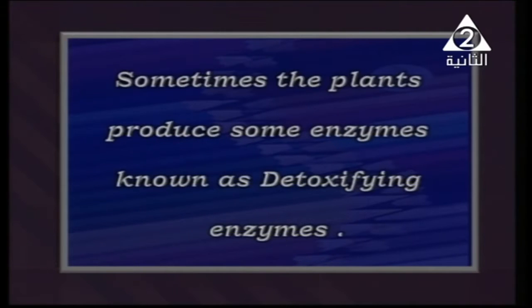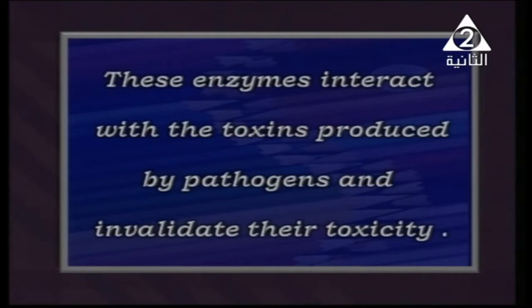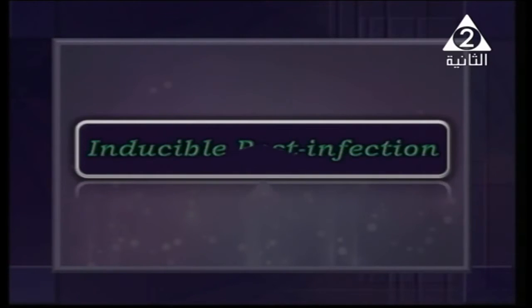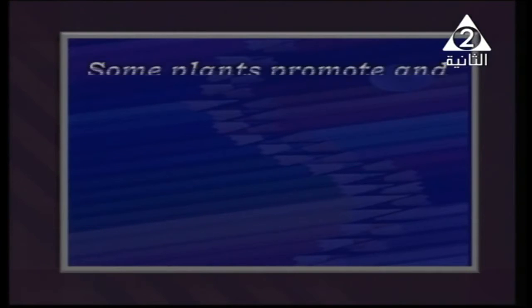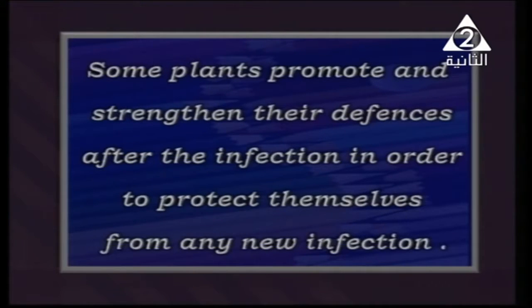And sometimes the plants produce some enzymes. They are known as what? Detoxifying enzymes. These enzymes react with what? The toxins produced by the pathogens, and they invalidate them, stopping their action and their toxicity. Finally, we have something called the inducible post-infection. What does inducible post-infection mean? Well, some plants promote, activate and strengthen their defenses after the infection in order to protect themselves from any new infection.